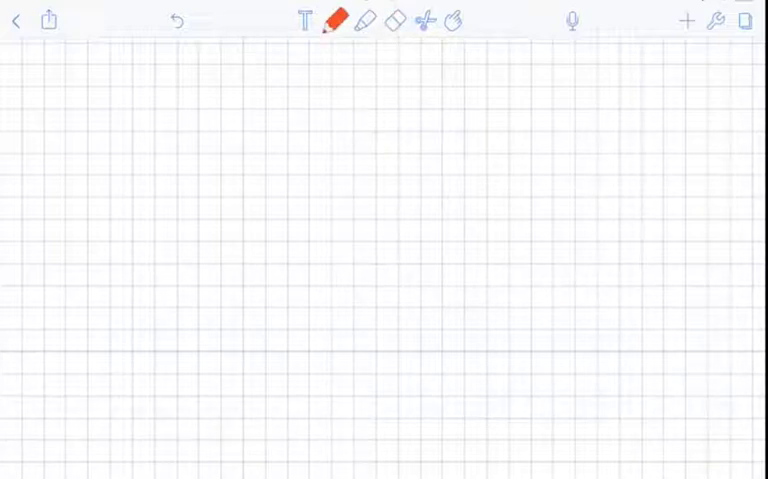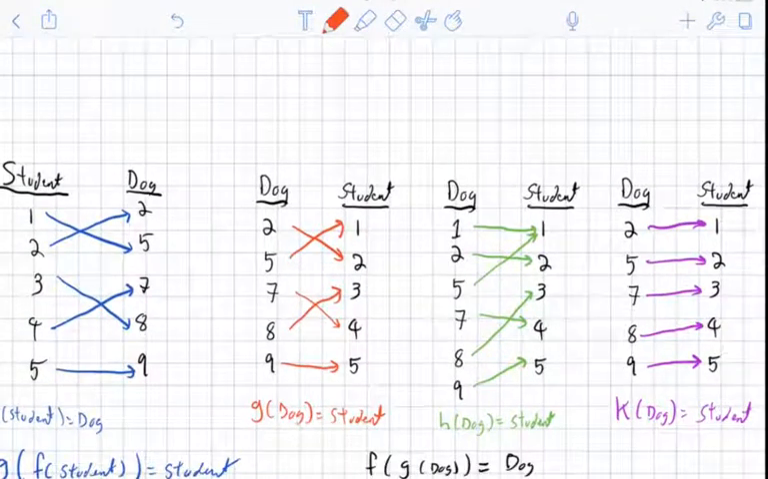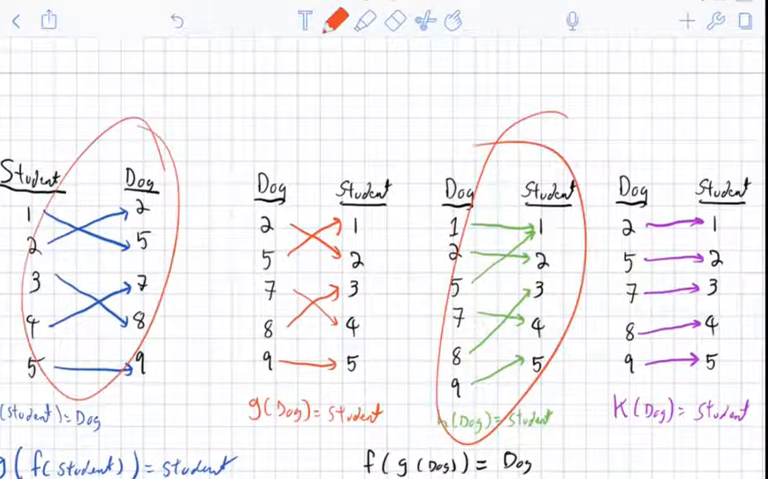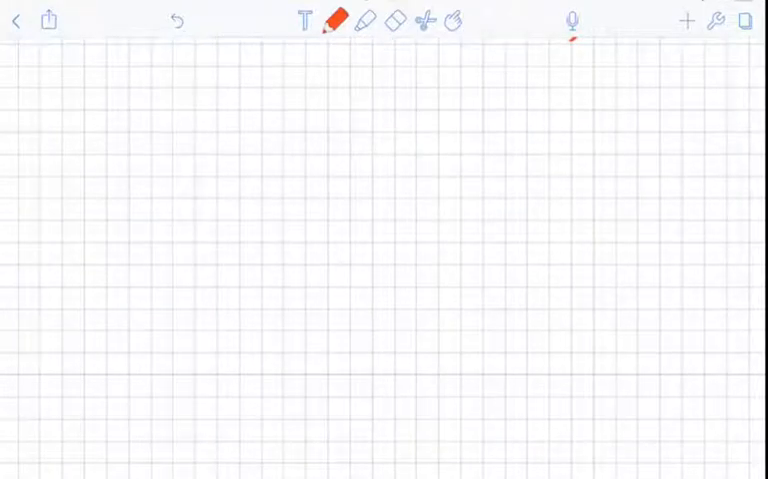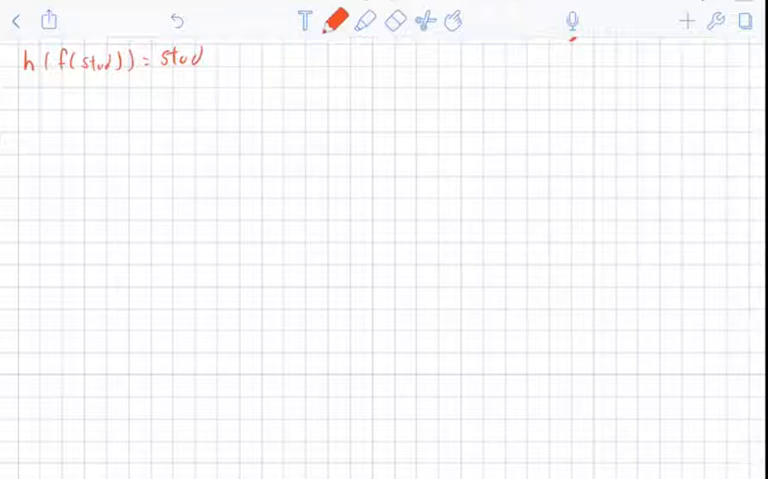Let's try comparing this one and this one. Okay. So h of f of student gets you back a student. And if you take h of a dog, that function gives you a student, and you plug that into your f function, you should get back a dog. Let's see if you get the same. Are these two inverses?